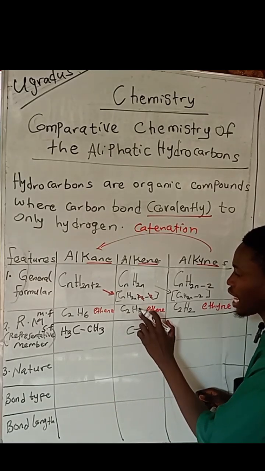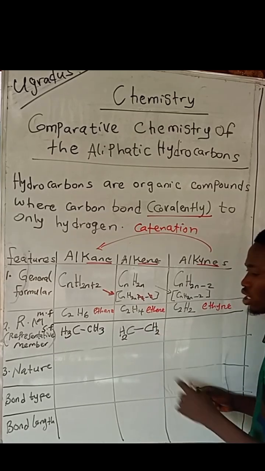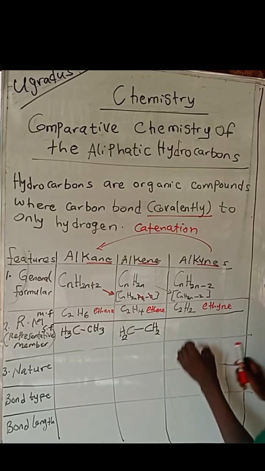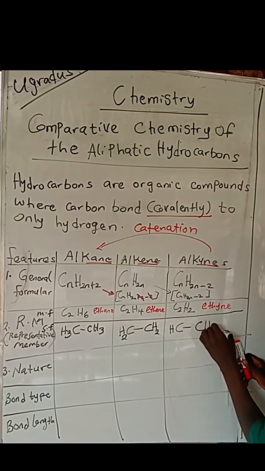So for this one, since they are having 2 hydrogen, in a non-polar bond, electrons or atoms are shared equally. So you are going to share the hydrogen 2, 2. Then for this one, the carbon is 2, then the hydrogen is 2. It has to be 1, 1.